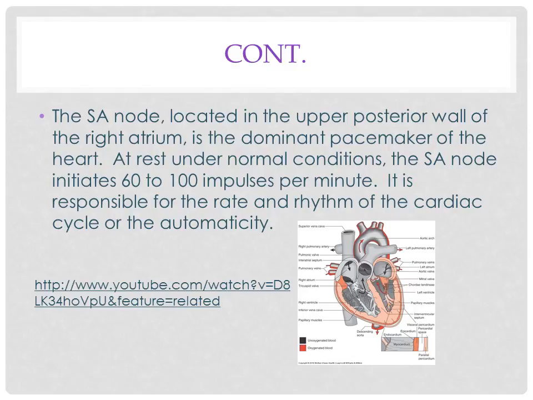The SA node, located in the upper posterior wall of the right atrium, is the dominant pacemaker of the heart. So again, SA node, dominant pacemaker. At rest, under normal conditions, the SA node initiates 60 to 100 impulses per minute. It is responsible for the rate and rhythm of the cardiac cycle.